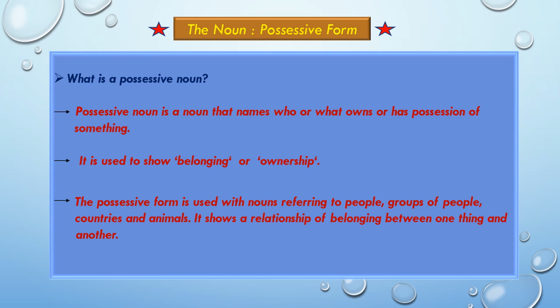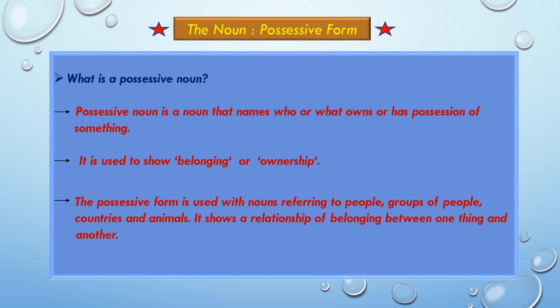Children, as you have already learned in your previous chapters about the noun, you all know very well what a noun is. Let me repeat that a word which is used as the name of a person, animal, place or thing is called a noun. So, noun has many forms and one of them is possessive form. So, today we will learn about possessive form.